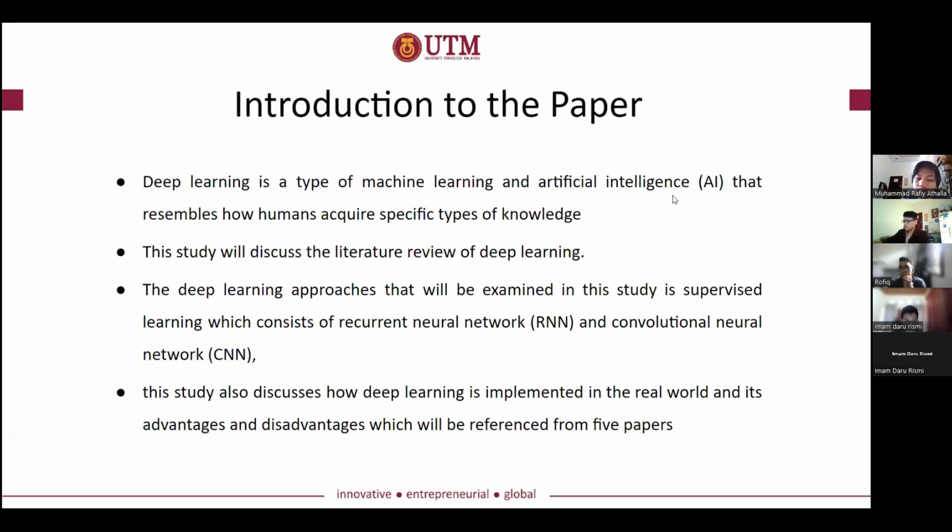Also, this study will discuss the literature of deep learning and the deep learning approaches that will be examined, which is supervised learning, consisting of recurrent neural network and convolutional neural network. After that, the study also discusses how deep learning is implemented in the real world, and its advantages and disadvantages, which are referenced from the 5 papers mentioned before.